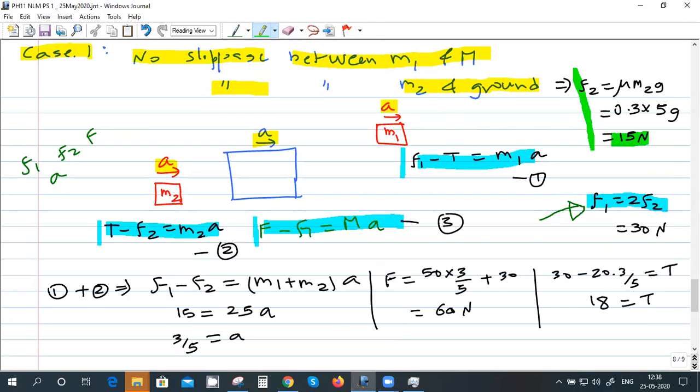Is that clear? Yeah, sir. Okay. And he has given this relation F1 equal to twice F2. So from that we'll get F1 as 30 Newton. Okay. So since F1 and F2 are known, there are actually two unknowns, capital F and A. These two are known now. So two unknowns, capital F and A, and we have three equations. So we can solve them. So from 1 and 2 we will get acceleration as 3 by 5.